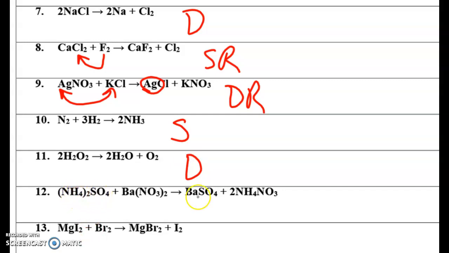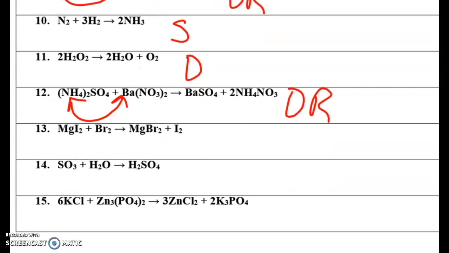Ammonium and sulfate together, now ammonium's with nitrate. Barium and nitrate together, now barium is with sulfate. That is a double replacement. The ammonium and the barium switch places with each other. Alright, let's do the last few here.